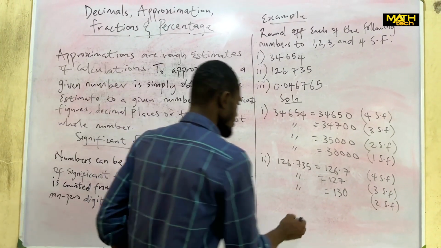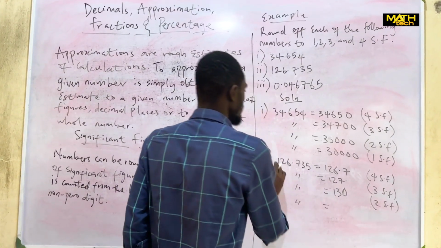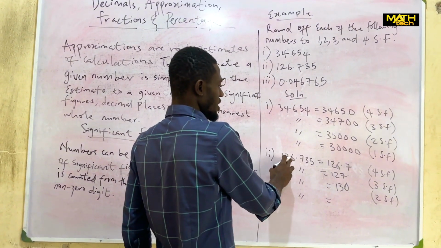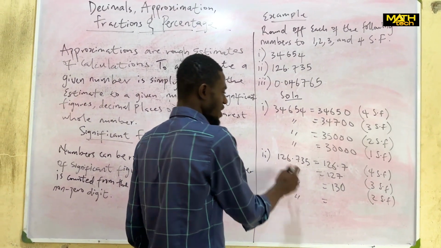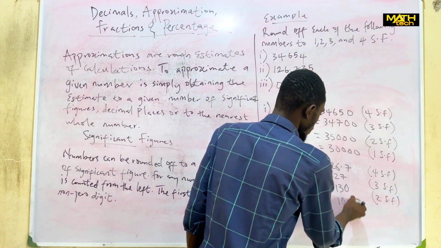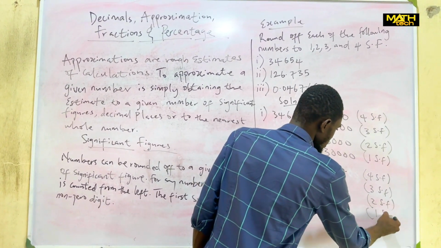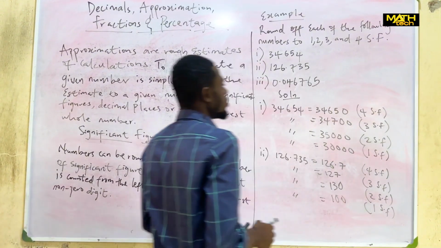And for our 1 significant figure, the first value here is less than 5. So here will be what? 100. And this is our 1 significant figure.